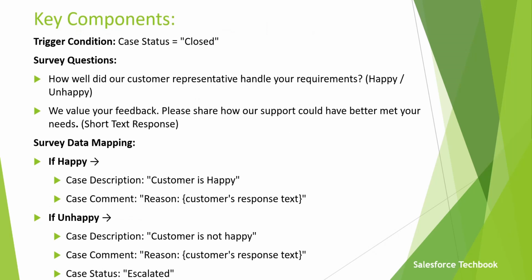In that, we ask two types of questions: a net promoter score for happy or unhappy, and a short text feedback question to add case comments. So, if they are happy, we keep the status as closed, update the case description to customer is happy, and add other feedback as case comments. And if they are unhappy, we update the case description to customer is not happy and their feedback as case comments, and we change the case status to escalated.